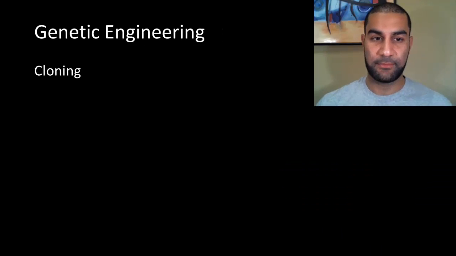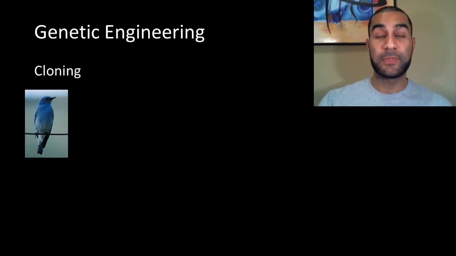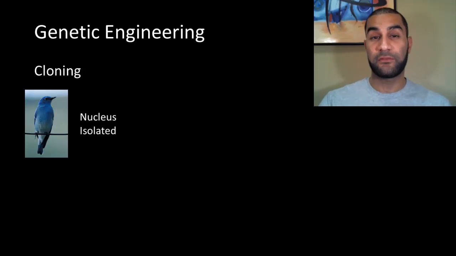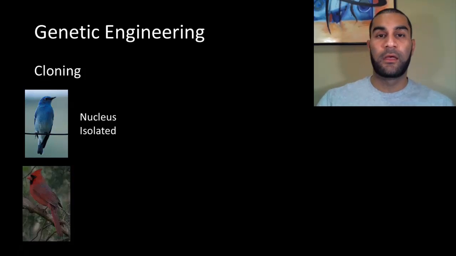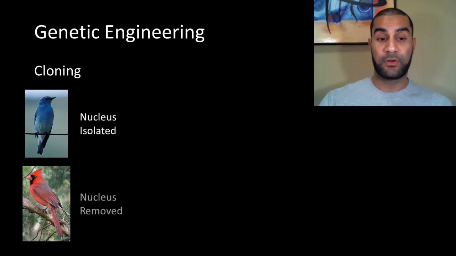So let me give you an example. We'll deal with birds here. Let's say that I have a blue species of bird, and from that blue species of bird, I isolate its nucleus. I take the nucleus out of a blue bird. Then I take a red bird like this, or a cardinal in this case. I take the cell of that red bird. I take the nucleus out of that as well.